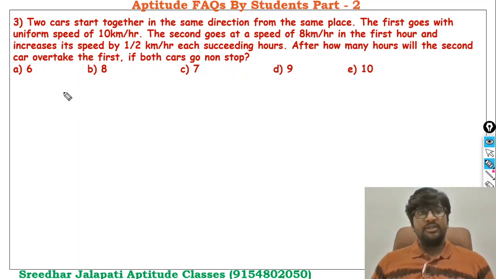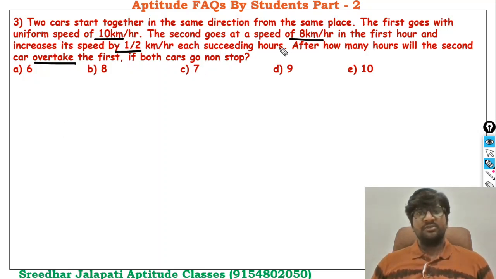So here you need to understand two cars start together in the same direction from the same place. But one is moving at a constant speed of 10 km per hour. The other one starts at 8 km per hour, but after that for every 1 hour it increases its speed by half kilometer. You are asked to find after how many hours both cars meet, overtake, or nothing but meet each other. Now there are many methods to answer this question.